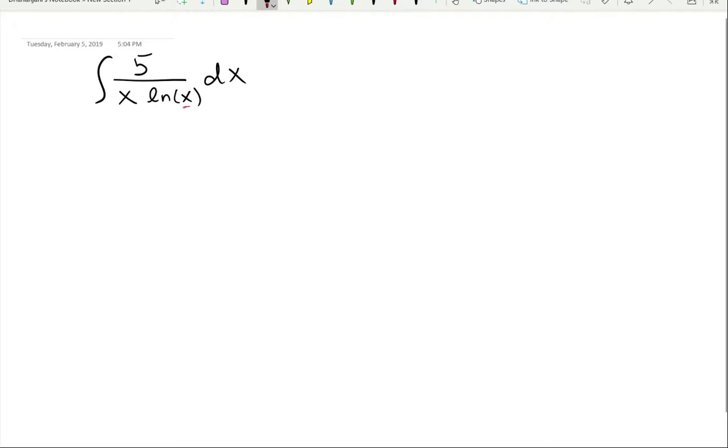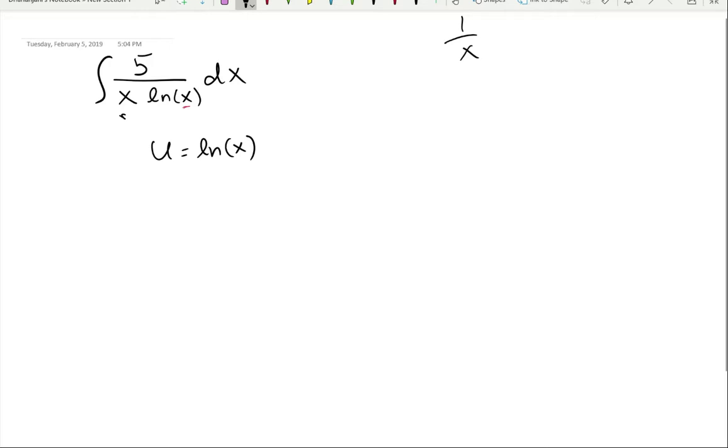Well, no. Here, even though we don't see it like an inside function right away, we can say our u to be natural log x. Now, why is that? Several reasons. Now think about the derivative of natural log x. What is it? It's 1 over x. Do we have 1 over x somewhere else? Definitely we have 1 over x, right? This is not x, it's 1 over x.